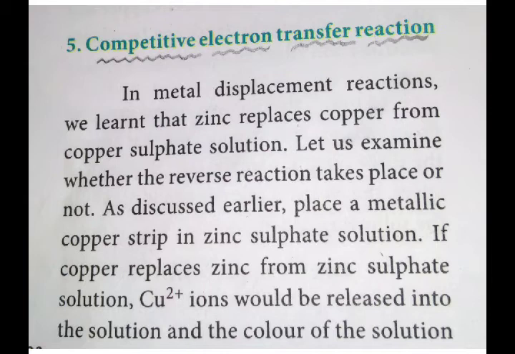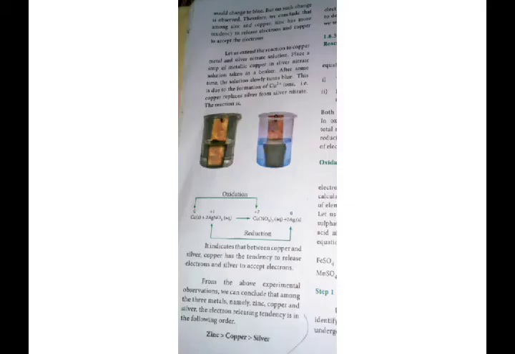So what does it mean? Zinc has more reactivity than copper. Clear? So zinc has more tendency to release electrons and copper has the tendency to accept electrons. Whatever is given in the picture is the reaction between copper metal and silver nitrate solution. Here we are taking silver nitrate solution in a beaker, which is colorless. After that, we are placing a copper strip in that silver nitrate solution. After some time, you see that the solution slowly changes into blue color.